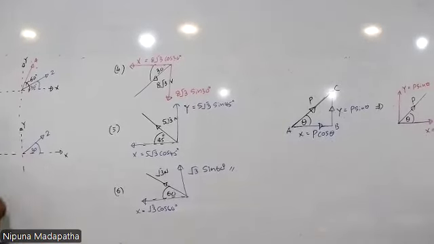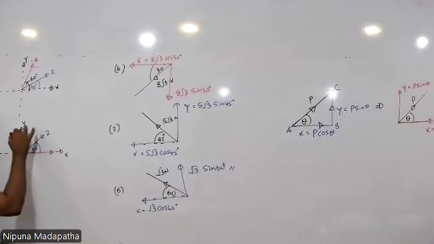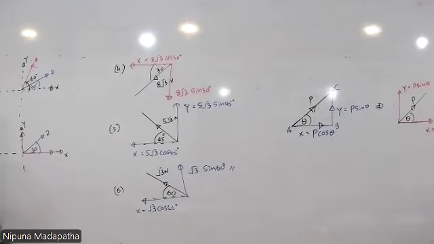Then resolve this vector along the x-axis and along the y-axis. Get the components. This is the positive x direction and this is the negative x direction. Remember that this is the positive y direction and this is the negative y direction. So what is the x component of this vector 2?